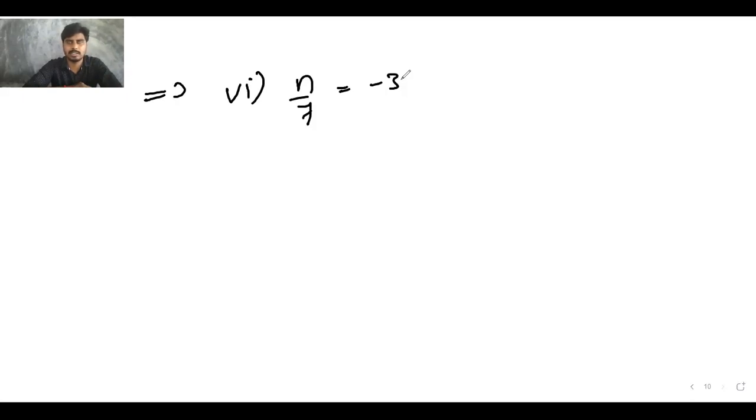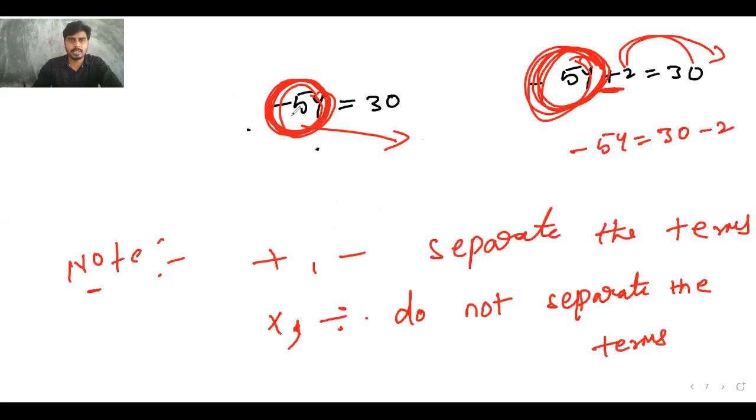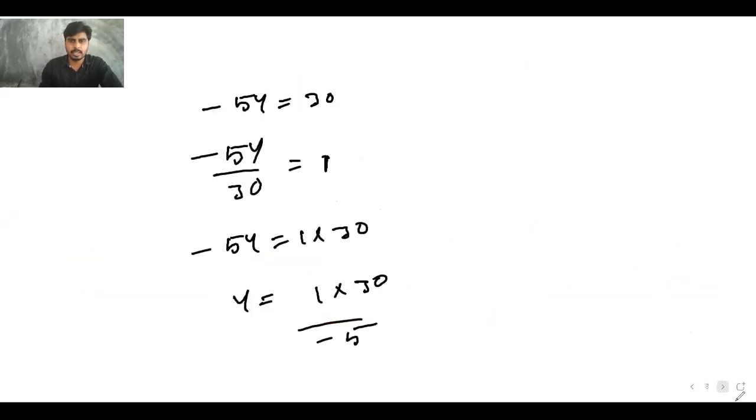N we have to make single. 7. Very good. N is equals to minus 7, very good, Nana. Minus 3 into 7 it becomes. 7 is having actually division here. If you transpose this, it becomes 7. So N is equals to minus 21. That's it. This is the division case. In the previous one we discussed the multiplication case. This is the multiplication case and division case.